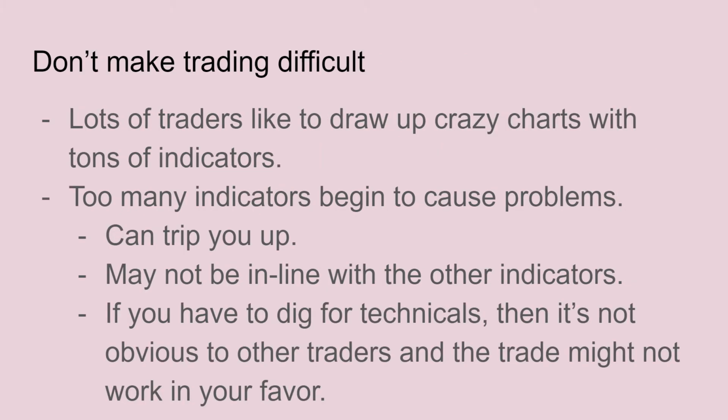So lots of traders like to draw up crazy charts with tons and tons of indicators. I'm sure you guys have seen some of that. Too many indicators definitely cause problems, and you can get tripped up. In fact, there's an expression for this, which is analysis paralysis, when you get too many things on your chart at once. It may not be in line with other indicators. If you have to dig for technicals, then it's probably not obvious to other traders, and the trade might not work in your favor. Technicals a lot of times rely on many traders seeing something and jumping in at the same time to cause it to move. That's just generally how markets move.